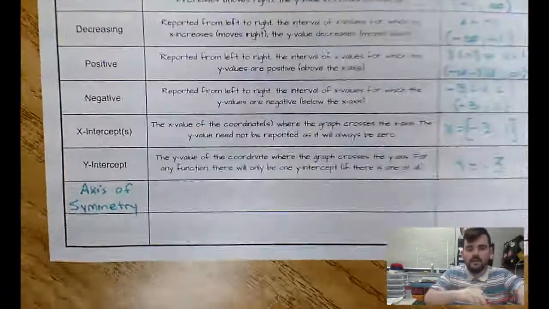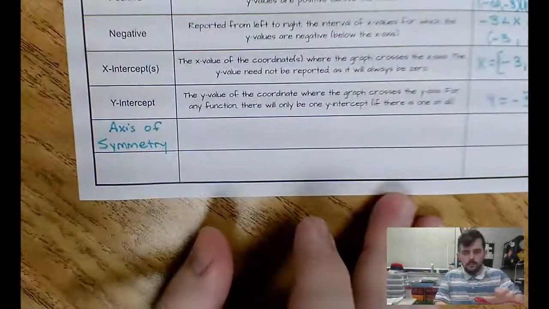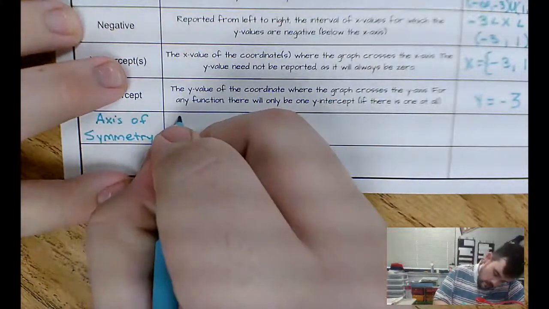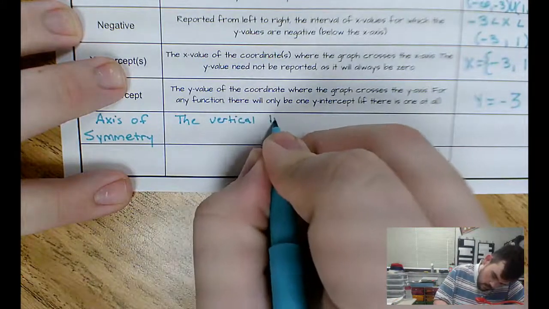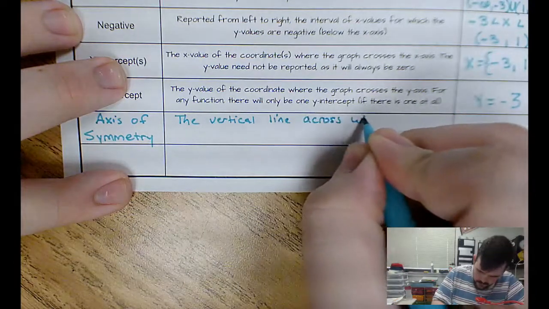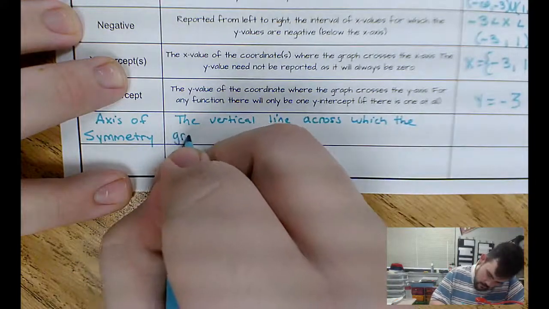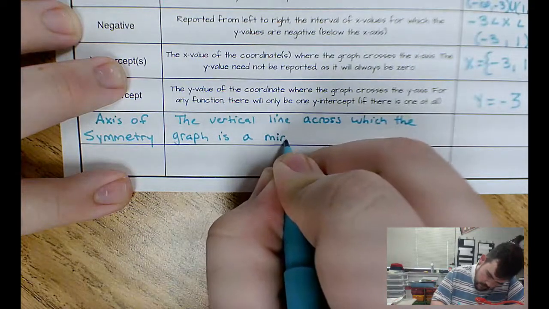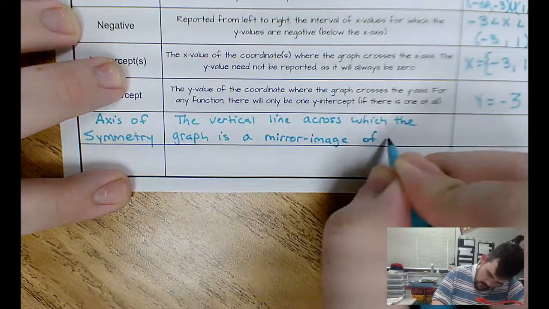The axis of symmetry. The axis of symmetry is the vertical line across which the graph is a mirror image of itself.